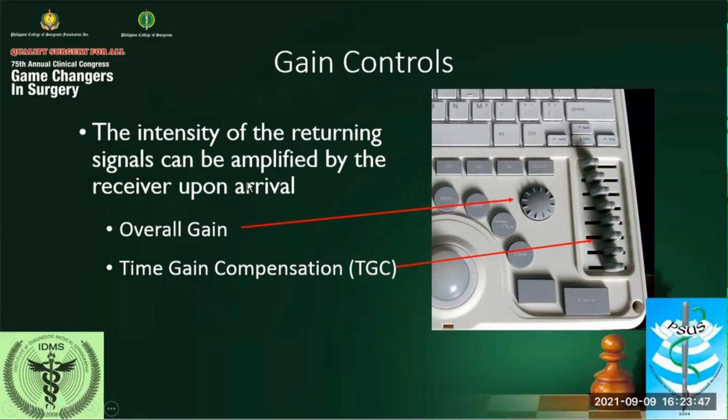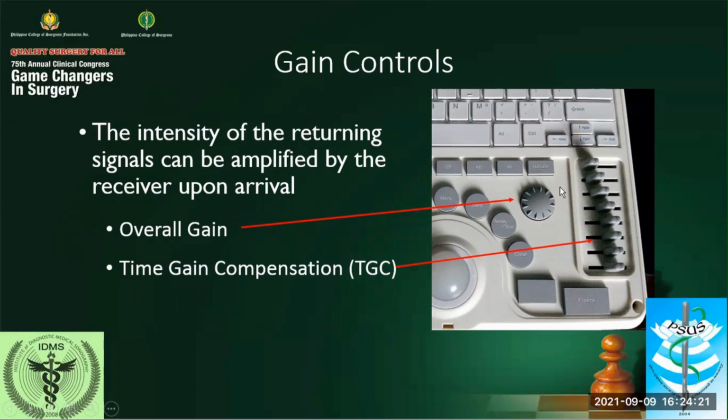So in physics, you learned about attenuation, where sound waves lose power as they go further or deeper. Due to attenuation, they lose power. So when they return as echo signals, they become weak. Now, weak echoes are usually displayed as dark or dark gray images on the screen, and they may not be suitable for diagnosis. So in order to compensate for this reduction in signal, we use the gain controls.